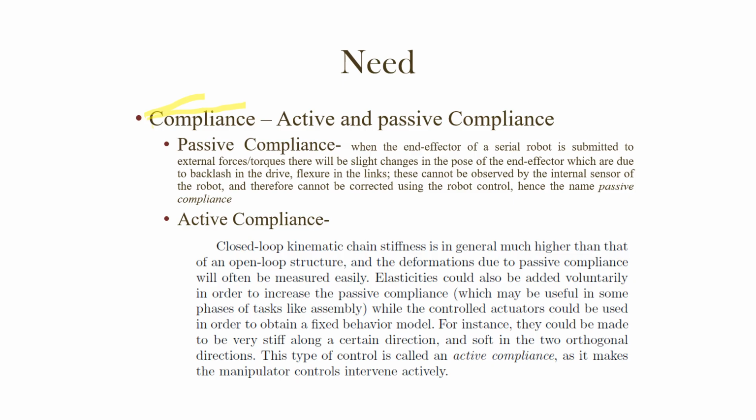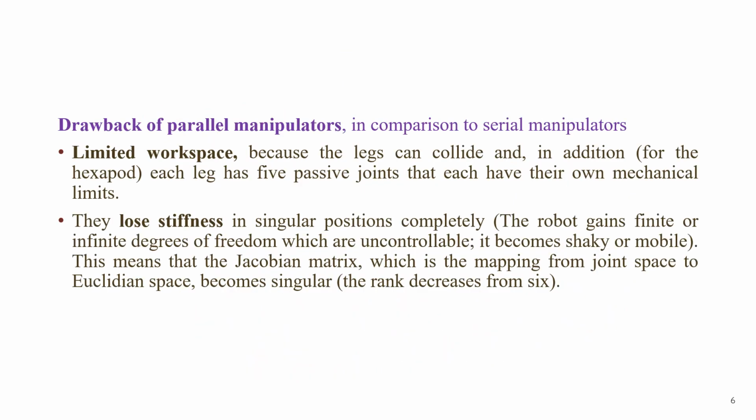Generally, the stiffness of the parallel manipulators is higher when compared to the serial manipulators, and so the deformations due to the passive compliance can be measured easily in the case of the parallel manipulator. This is an advantage of parallel manipulators over serial manipulators. So we have seen the advantages of parallel manipulators: better positioning accuracy, better load to mass ratio, high stiffness.